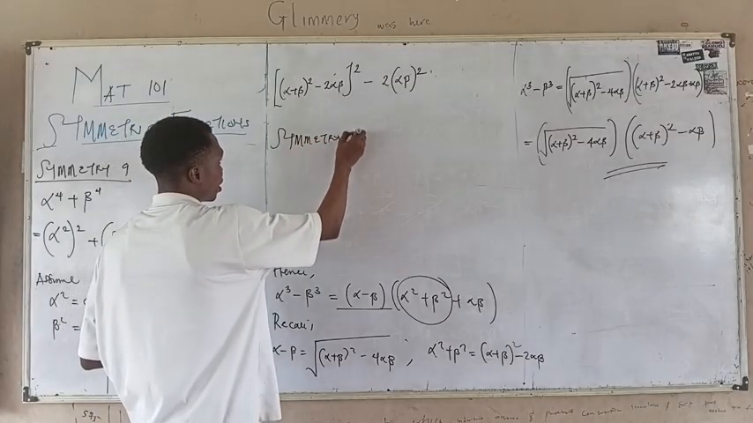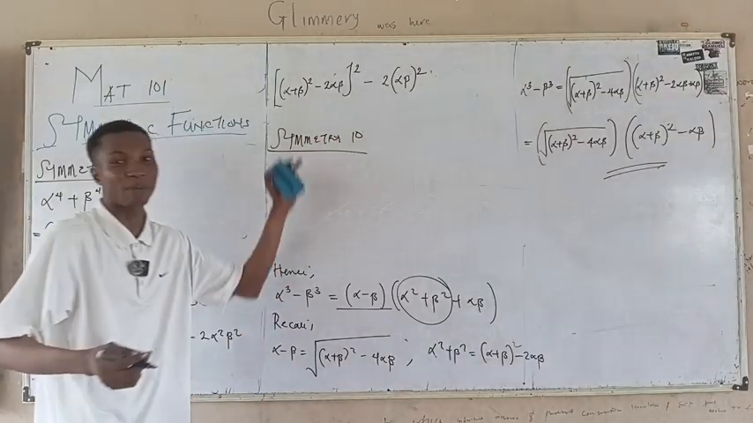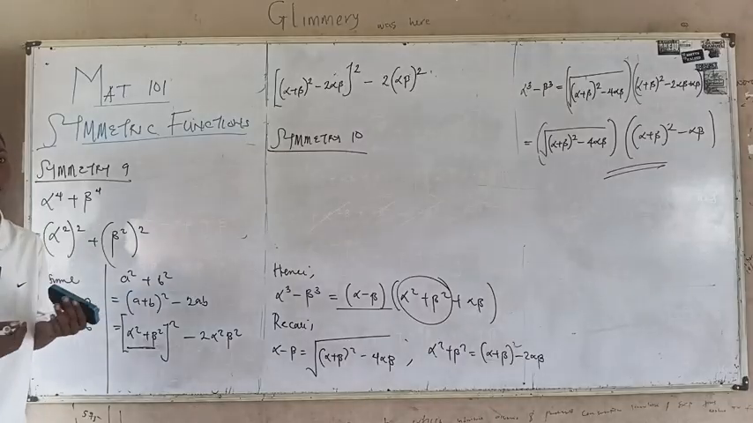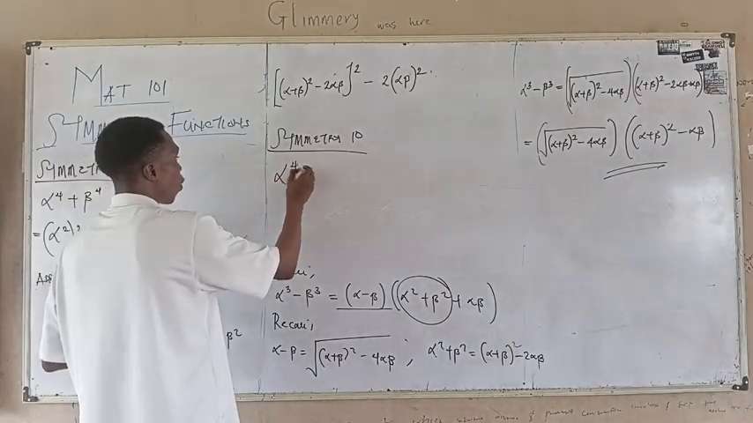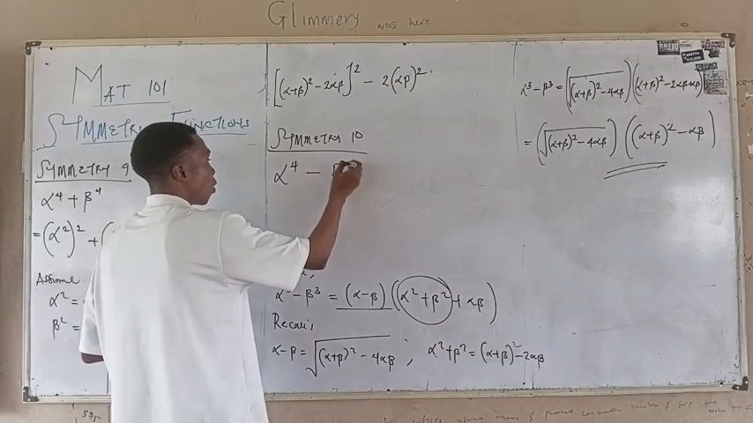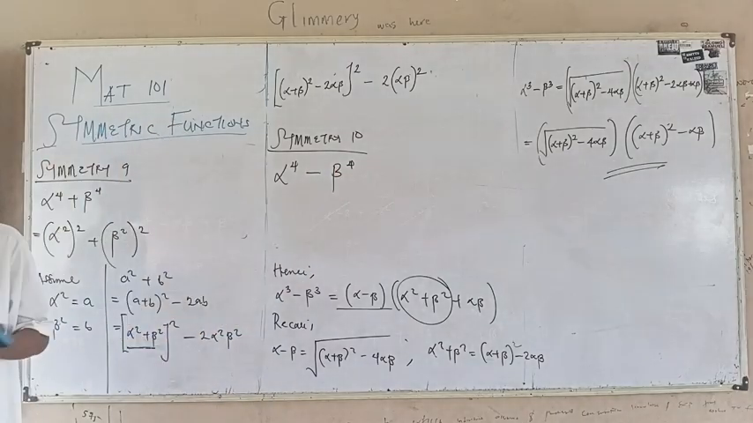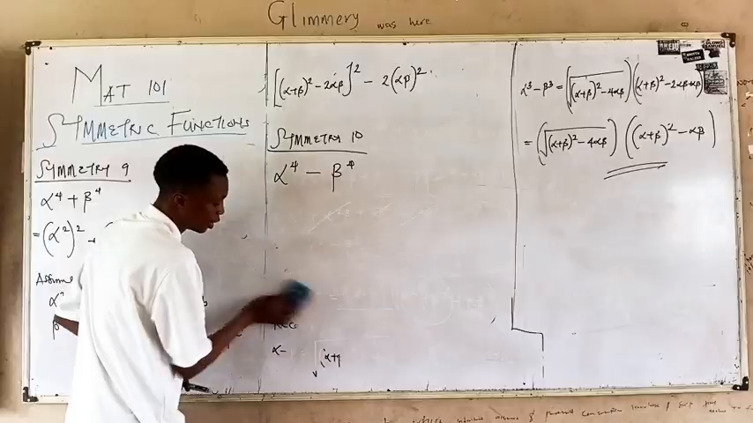Please just learn how to prove them. Like I said, I can't cram all this in my head. It's a waste of time. Since I know what to do, simple. So the last one, alpha in the power of 4 minus beta in the power of 4. The same approach. Please, if you don't understand anything, you can ask me a question.